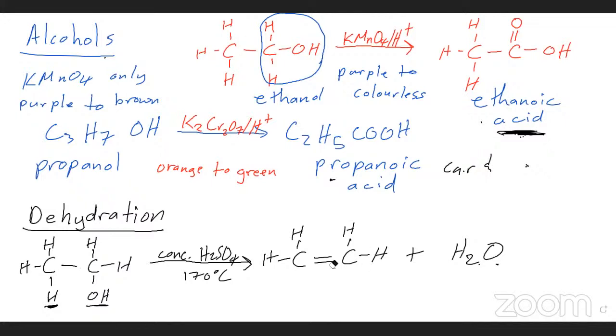So what would happen? You would break the double bond, add H to one of them and OH to the next one. That is how you would get the alcohol. So if you take off the OH and the hydrogen, you are going to end up back with your alkene and water. So the forward reaction is dehydration, reverse would be hydration. There's no color change for this one. So the next important reaction for alcohol now is esterification.